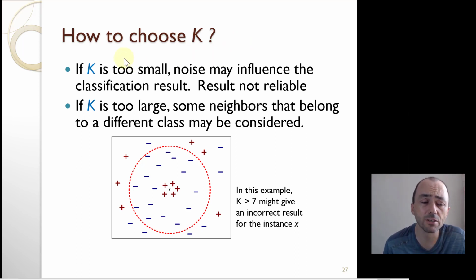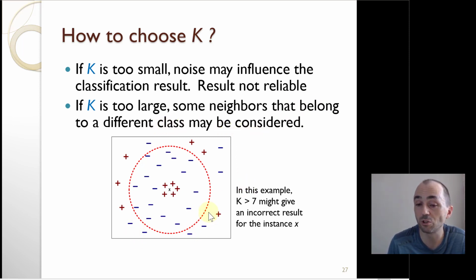So you can make some observations. If K is too small, maybe the results are not reliable, because if there's some noise in your data, it will influence the result. For example, if you choose K equal 1, then you make the prediction based on only one other point. It is not reliable. You should choose some value of K that is big enough. But if K is too large, maybe you will consider some neighbors that are not from the same class.